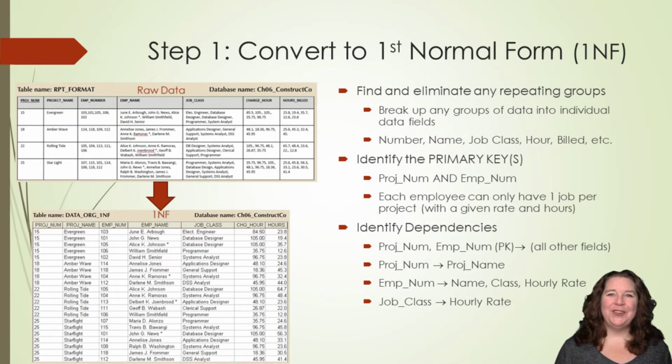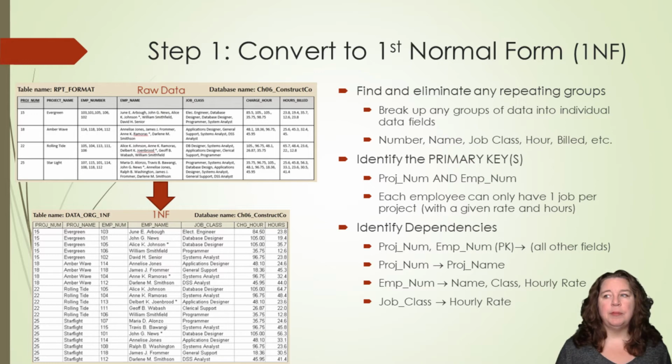All right, so let's just jump right in. Step 1, first thing we have to do is convert our data into first normal form. First normal form is the first step in normalization, in trying to normalize our data. And to put it into first normal form, there are 3 things that we have to do. We have to find and eliminate any repeating groups. We have to identify our primary keys, and we have to identify our dependencies.